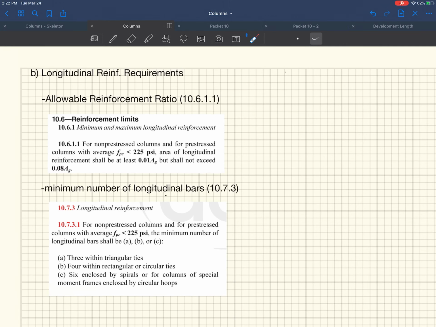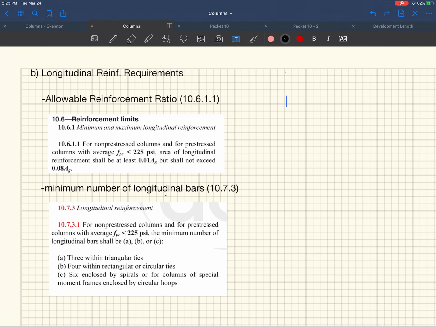But then you also have to meet these other requirements, okay? So there's also a minimum amount of longitudinal steel you have to include. And you may be asking yourself, why? Why do I have a minimum amount of reinforcement that I have to include? And so let's actually talk about that.